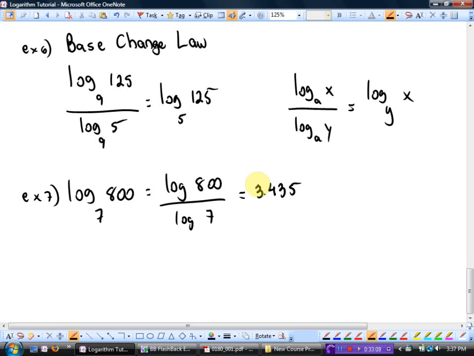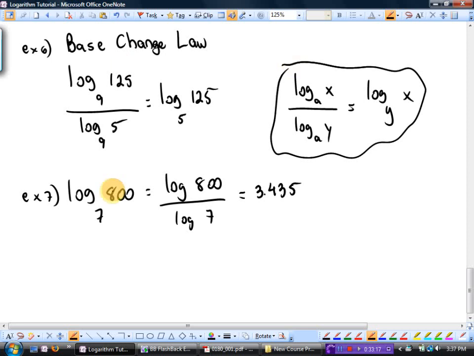Okay? So this is the base change rule in all its glory. This one kids seem to get, and I really got to be honest, I don't understand why they have such a hard time extrapolating it to that. Maybe if I wrote the 10 there and there, that might make it easier to see, but I'm not going to, because it's a common base.